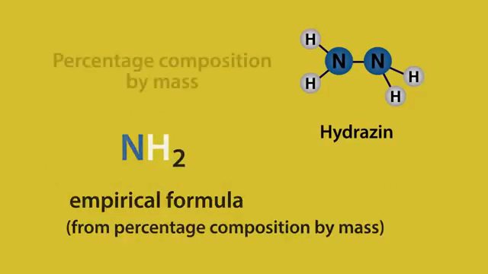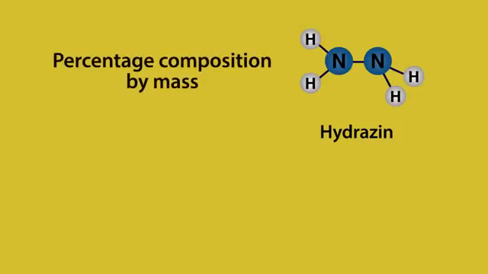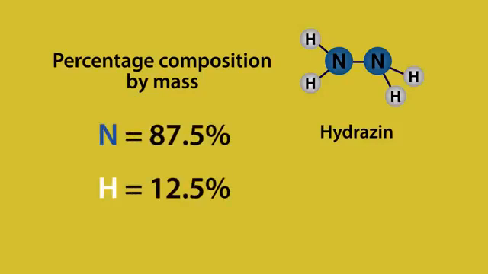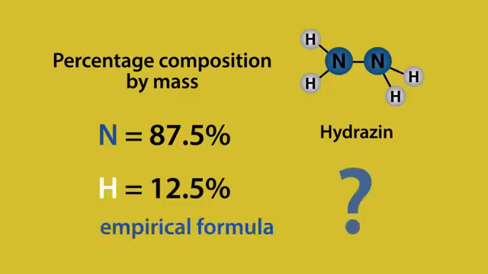a question. Upon analysis, the percentage composition by mass of a compound was found to be 87.5% nitrogen and 12.5% hydrogen. Now calculate the empirical formula.